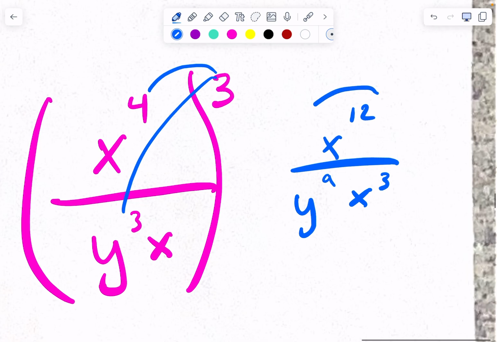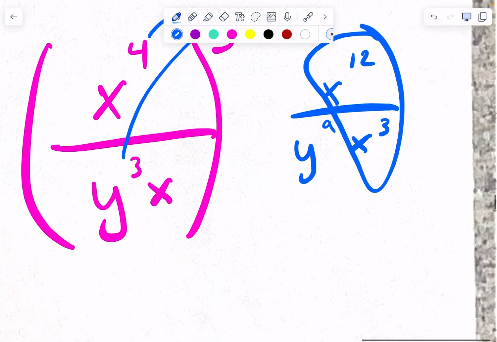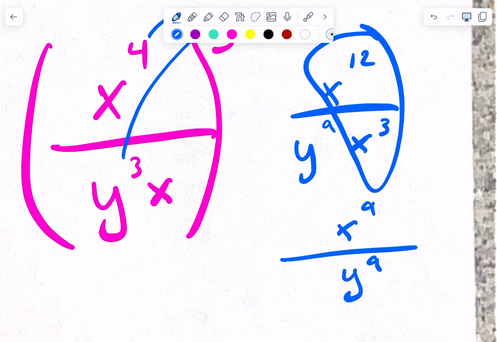These x's I can put together, so how many will I have left? X to the 9th on the top, y to the 9th on the bottom. Can I cancel these 9s? Nope. Why not? Because they're different. They're exponents. You're taking the exponent of two different bases, right? So they will not cancel. If they were the same base, like x to the 9th over x to the 9th, then that would cancel. But they are two different bases, so this is my final answer.